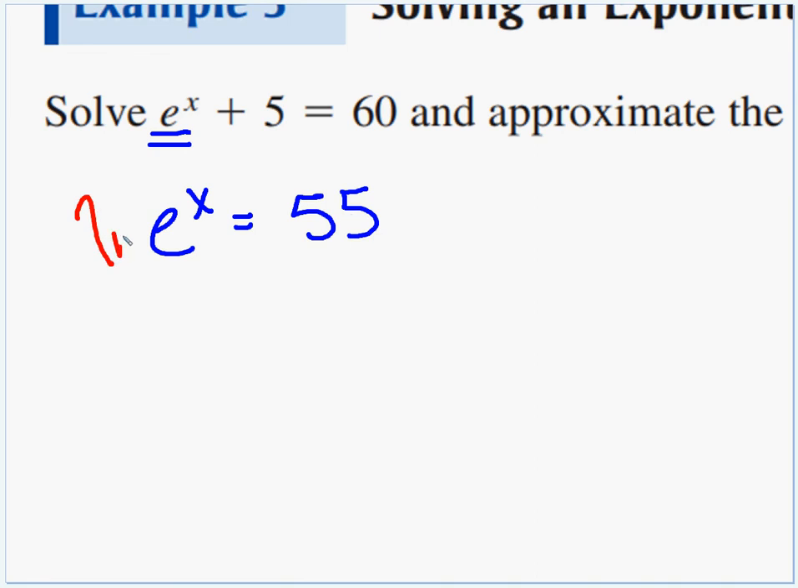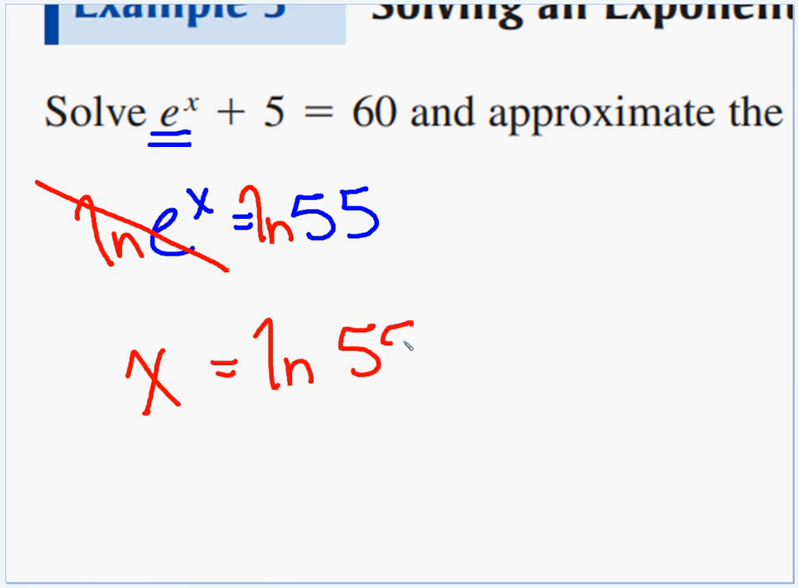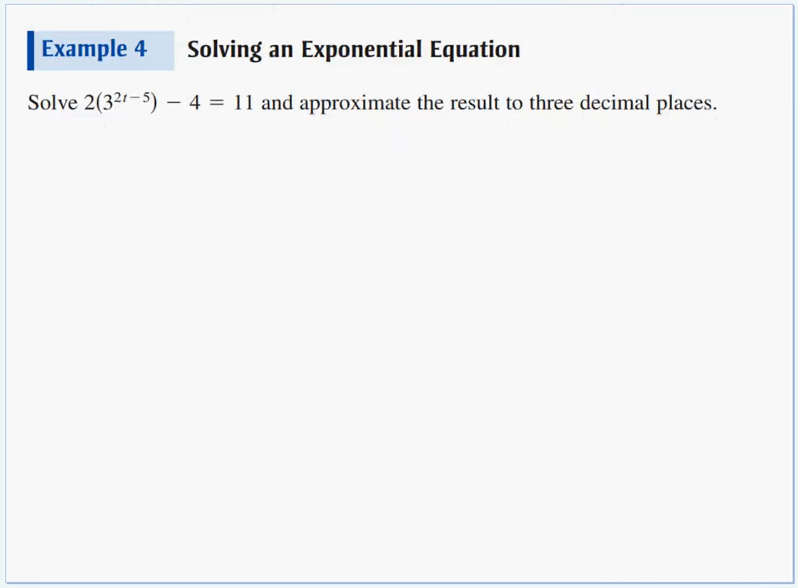Let's natural log each side. So the natural log and the e will cancel, leaving just the x. And x is the natural log of 55. If you're into decimals, that would be approximately 4.007. And there we go. That one wasn't too bad. Maybe the next one will be worse. Oh, it looks like it's going to be.